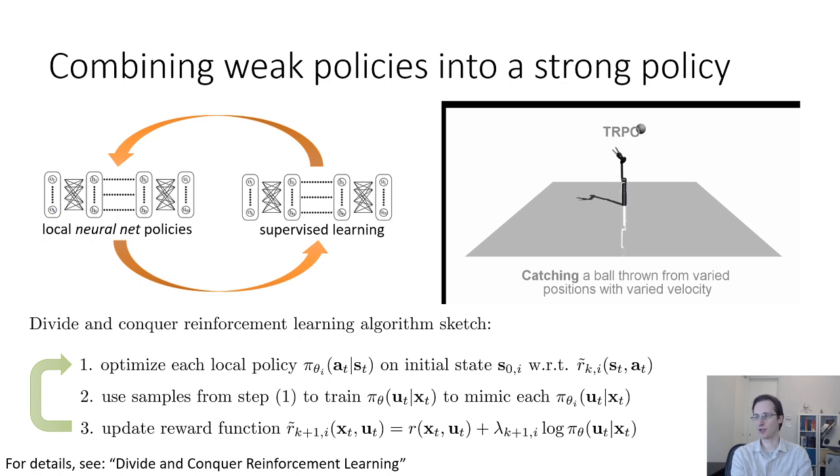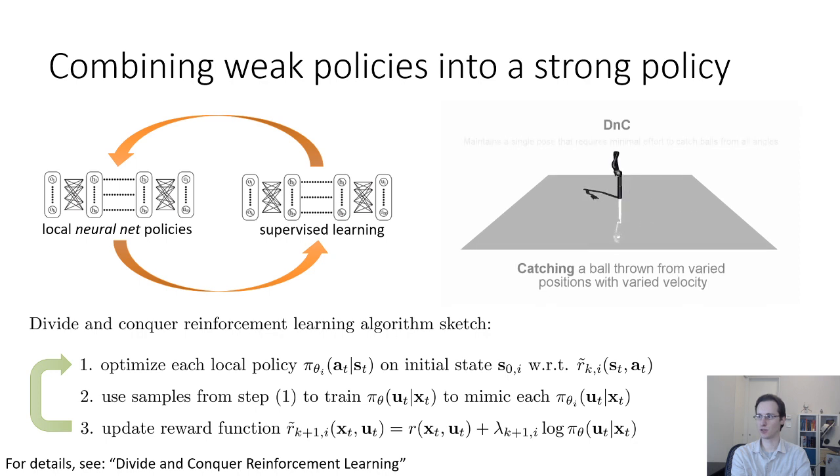Here we have a standard TRPO algorithm like the one that I covered in the Advanced Policy Gradients lecture trying to catch a ball, and you can see that it does okay for many different positions, but doesn't actually succeed consistently in any one. But if we train catching policies individually for different positions and then combine them into a global policy, then it can catch the ball from any angle reliably.